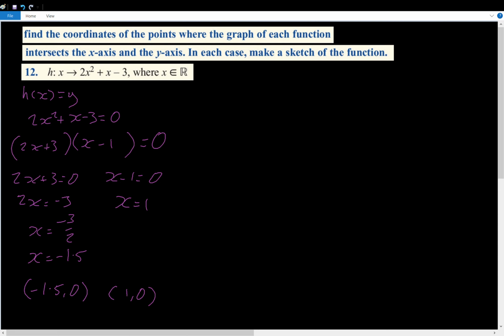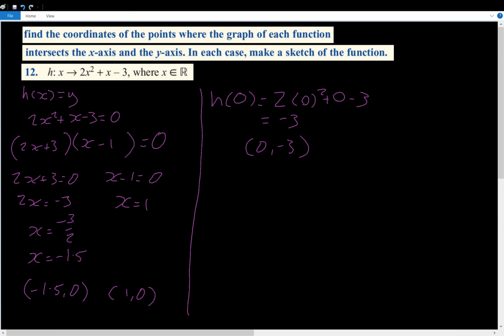Now to find out where it crosses the y-axis, we need to set x equal to 0. So in other words, we have to put 0 into the function in place of x. So in this case we're getting h of 0. When we do that, we're going to get 2 by 0 squared plus 0 minus 3. And that's just going to give us minus 3, which means the coordinates of the point where this function crosses the y-axis is going to be 0, minus 3.